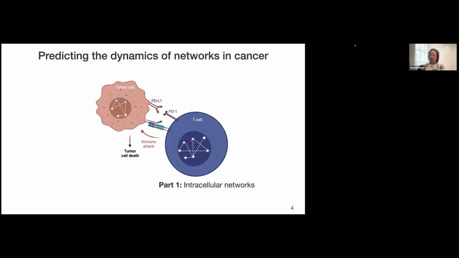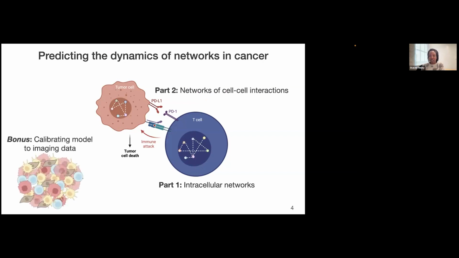The first is networks that are happening inside of cells, so intracellular networks, as well as networks that are interactions between cells, so how cells interact with one another. That will be the second part. And then I have a bonus, which is a good portion of the talk as well, to describe how we're calibrating our mathematical models to tumor imaging data.